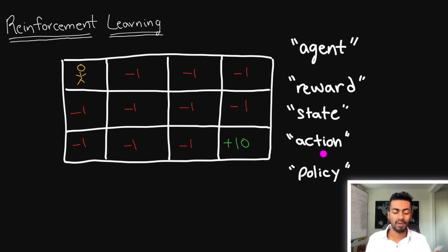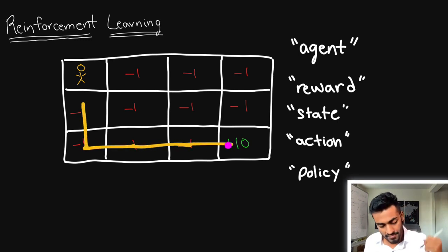Action is what action is taken by the agent. For example, left, right, up, or down within the boundaries here in order to get to the final goal. And the policy thus becomes the sequence, or one sequence, of actions that the agent will take in order to try to achieve the goal. So one such policy, for example, could be the sequence of actions down, down, right, right, right.